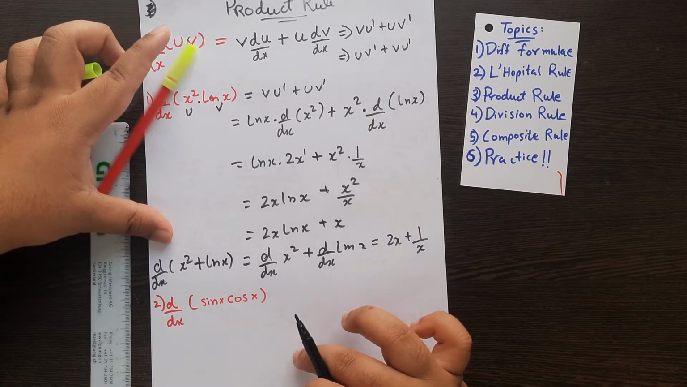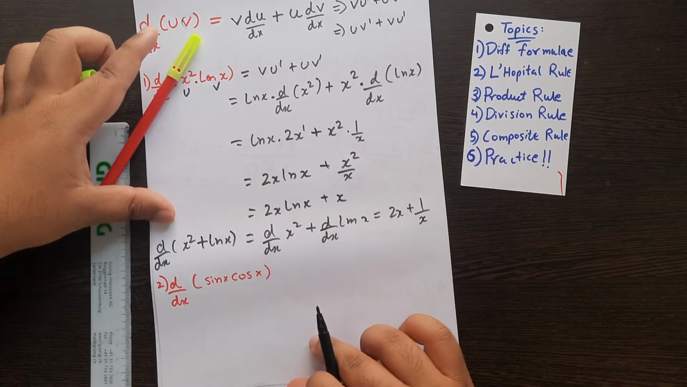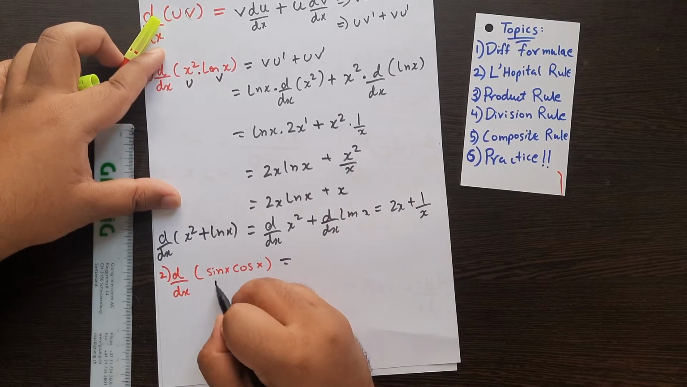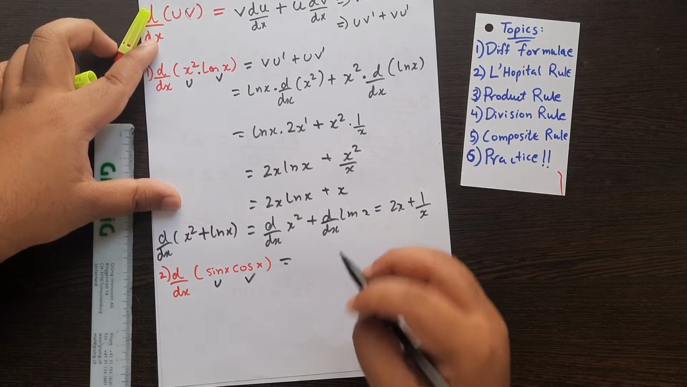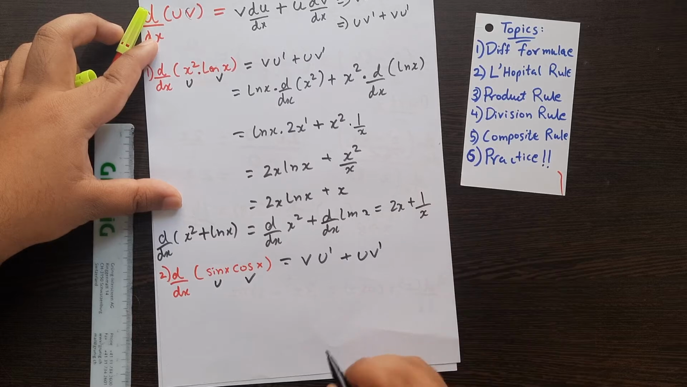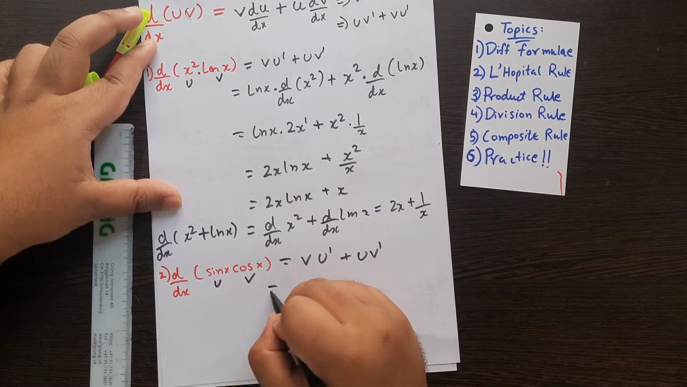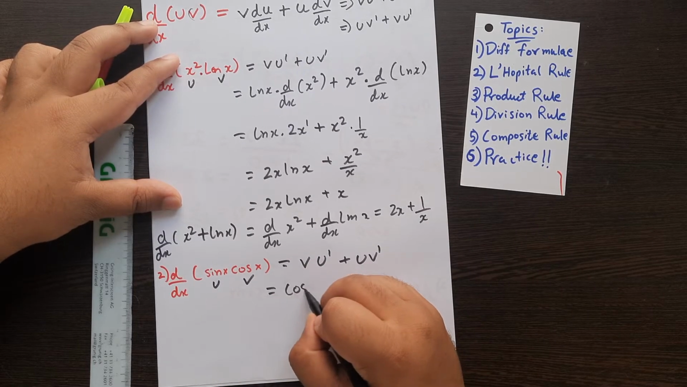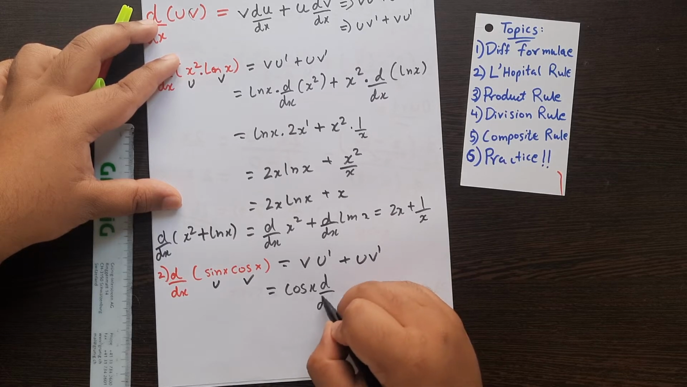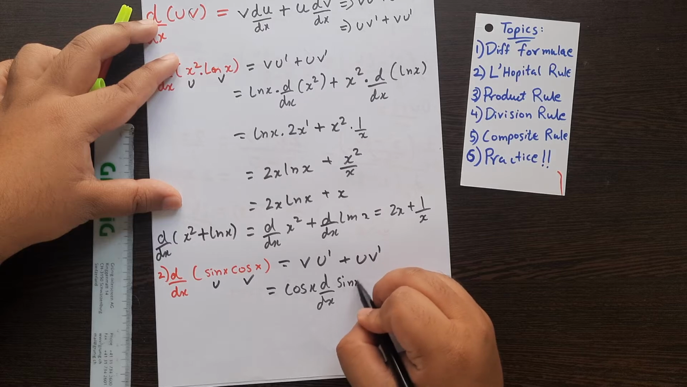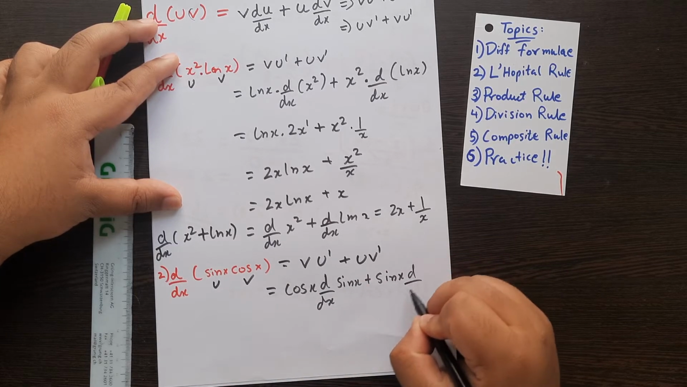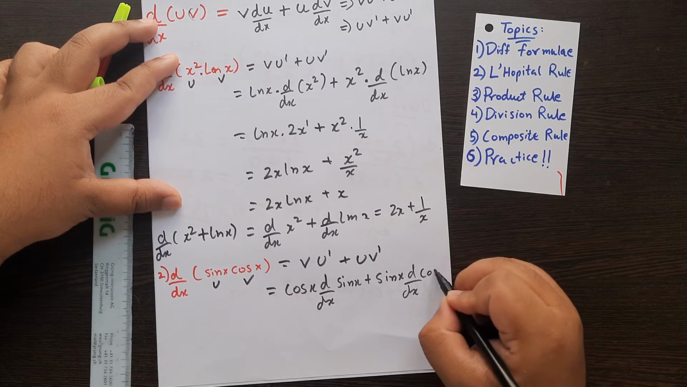Again, we'll do one more question: the differential of sin x into cos x. So I'll make this u, I'll make this v. Okay, first I'll keep v common, I'll do v u dash plus u v dash. Alright, so what will that be? This will be equal to, what is v? Cos x. Cos x into d by dx of sin x plus what is u? Sin x I'll keep common into d by dx of cos x.